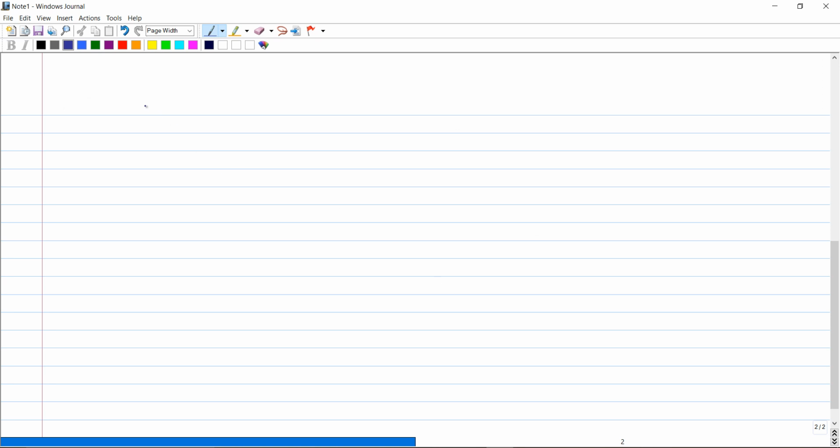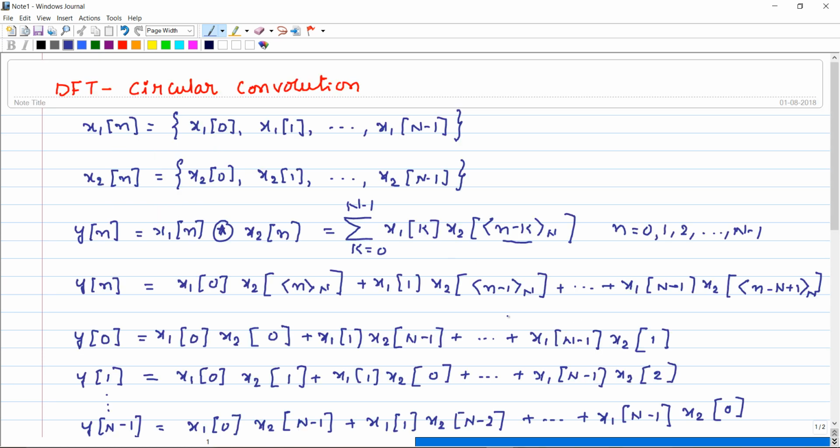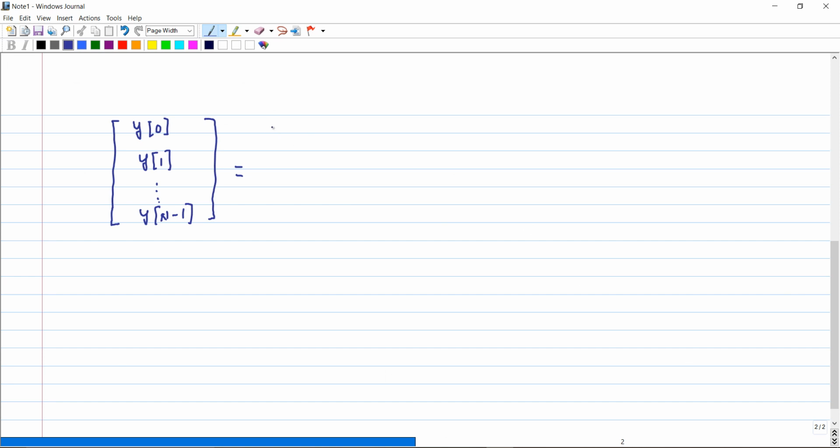The whole thing we can write in matrix notation. Okay, so let us write our y of n as a column vector, which is given by y of 0, y of 1, and so on up to y of n minus 1. So if you look at the previous page, this whole thing is a linear operation because we are just scaling and addition. We can write this whole thing in a matrix notation. Okay, so how does that look? So we will write like this.